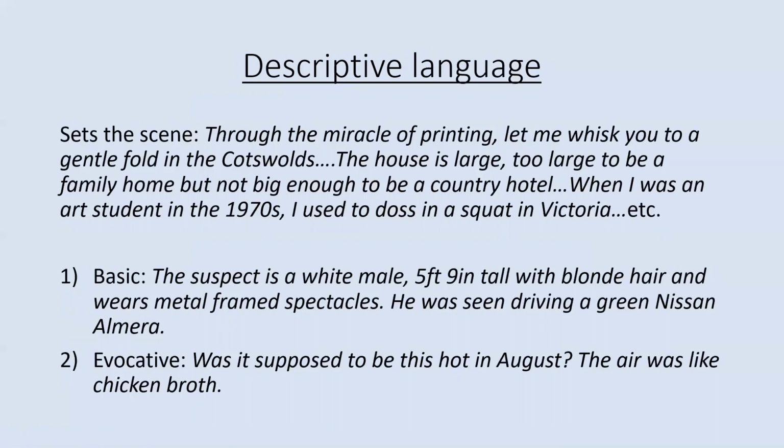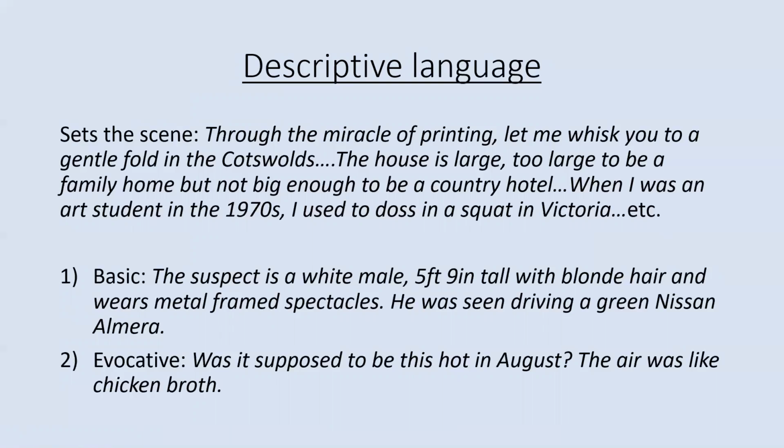And again, if we were talking about police statements, something like this one down here: the suspect is a white male, 5'9" tall with blonde hair and wears metal framed spectacles. He was seen driving a green Nissan Almera. So that's full of descriptive detail, which is just what would be needed for that particular type of document. There's no frills to it at all. It just tells us the information that we need to know.